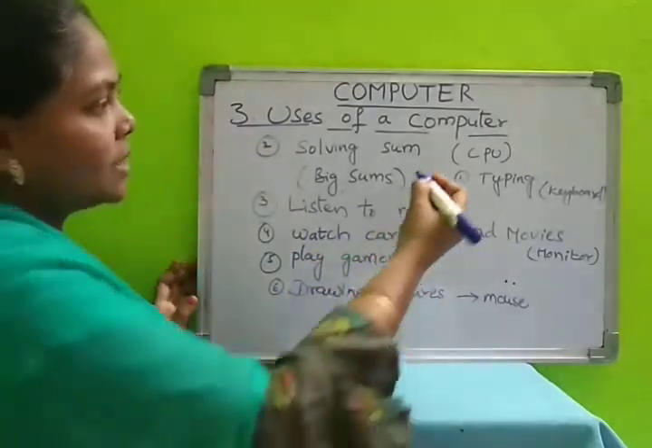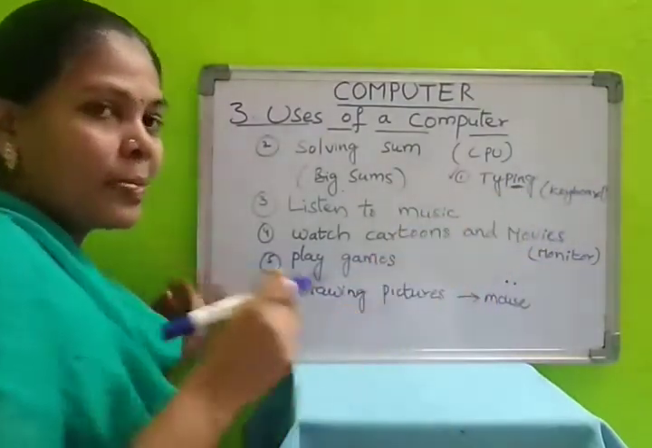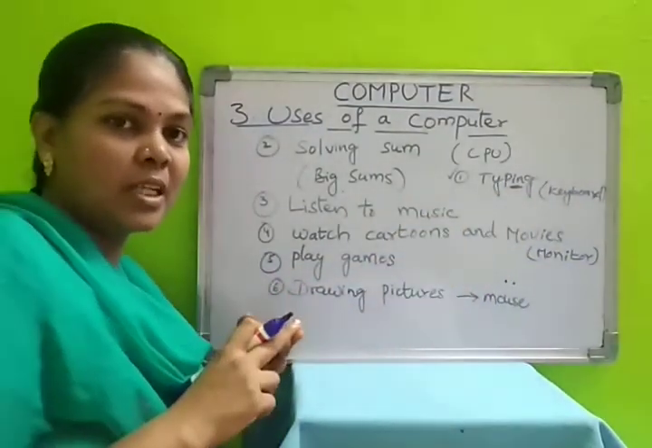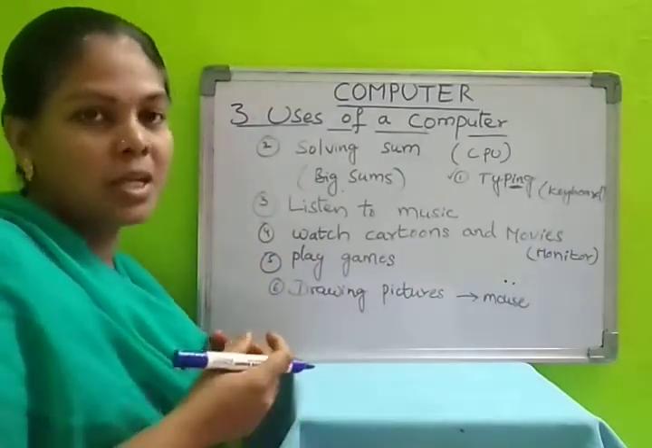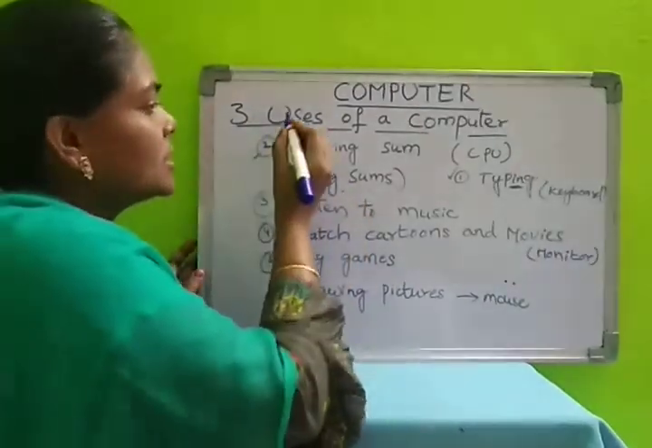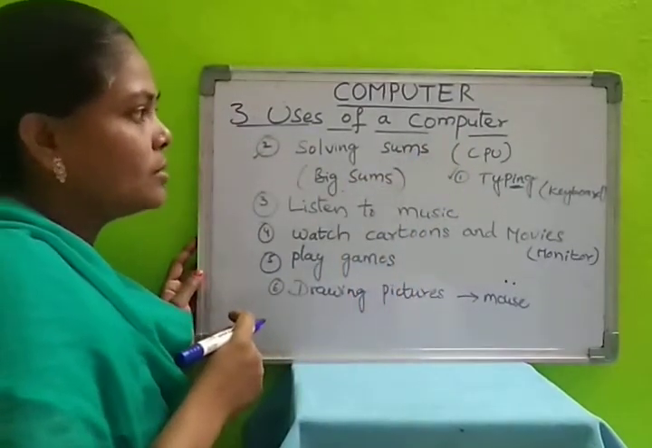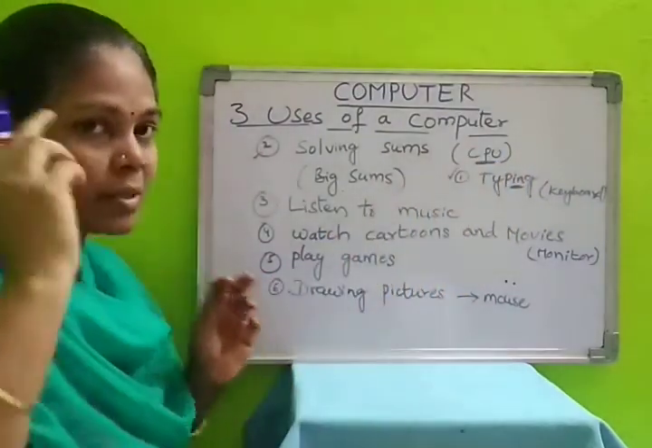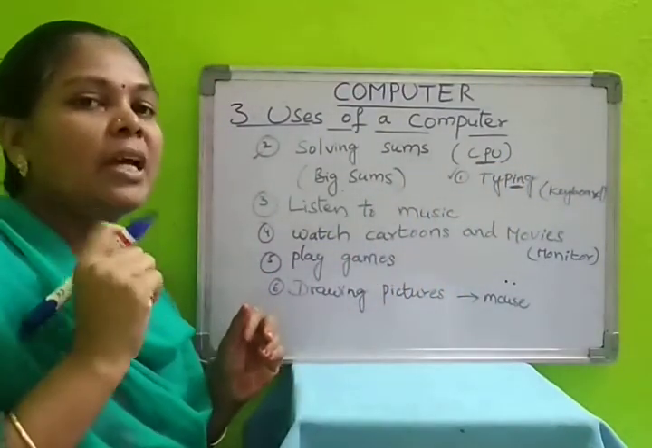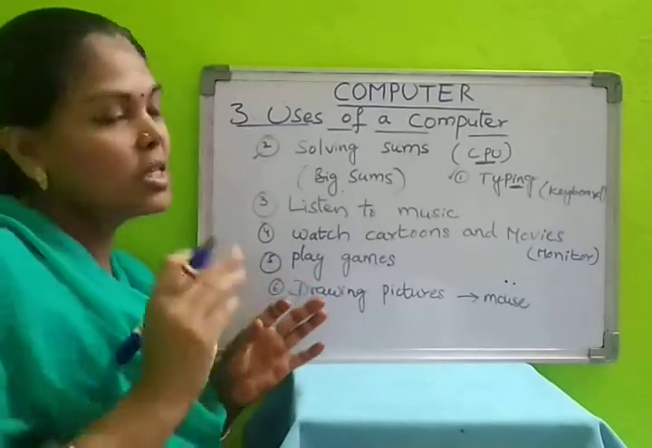So what are the uses of a computer? First one, typing. Using keyboard we will type letters, numbers, special characters. Typing is nothing but writing using keyboard into the computer. Second one is solving sums. Big sums we can solve using the computer. Where will it be done? In CPU. CPU is the brain of a computer. So it will calculate all those and it remembers, it stores in the CPU.